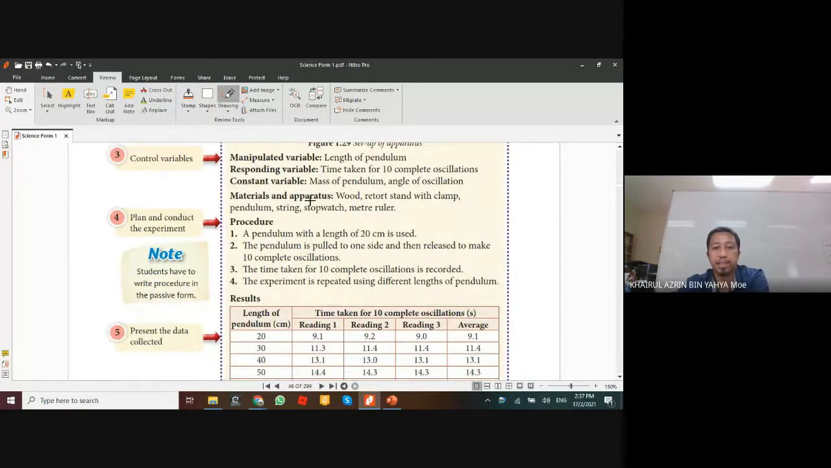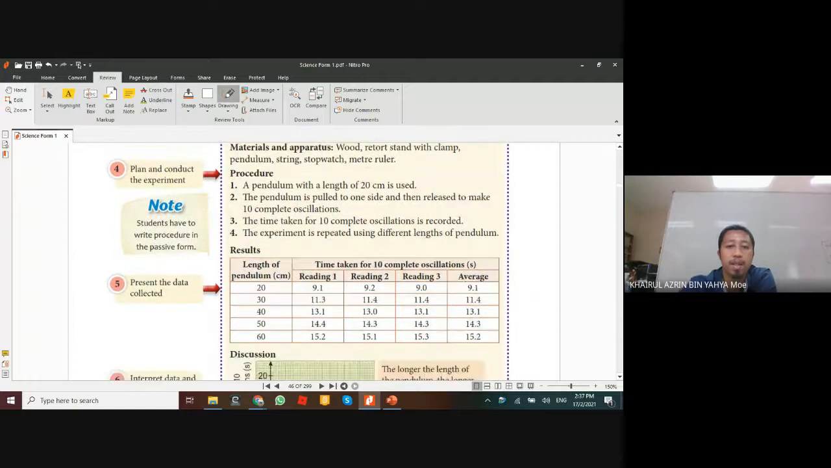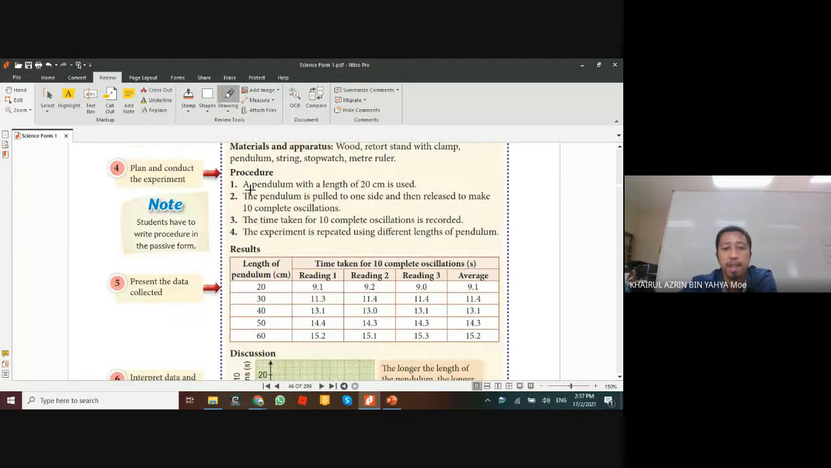Materials and apparatus: wood, retort stand with clamp, pendulum, string, stopwatch, and meter ruler. All of this is the materials and apparatus. Procedure. A pendulum with a length of 20 cm is used. The pendulum is pulled to one side and then released to make 10 complete oscillations. The time taken for 10 complete oscillations is recorded. The experiment is repeated using different lengths of pendulum.